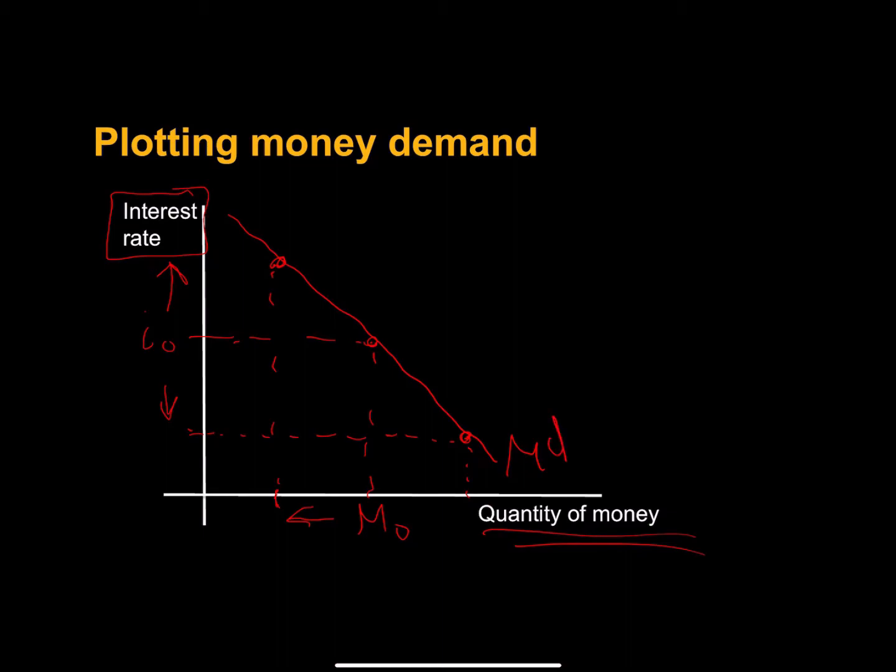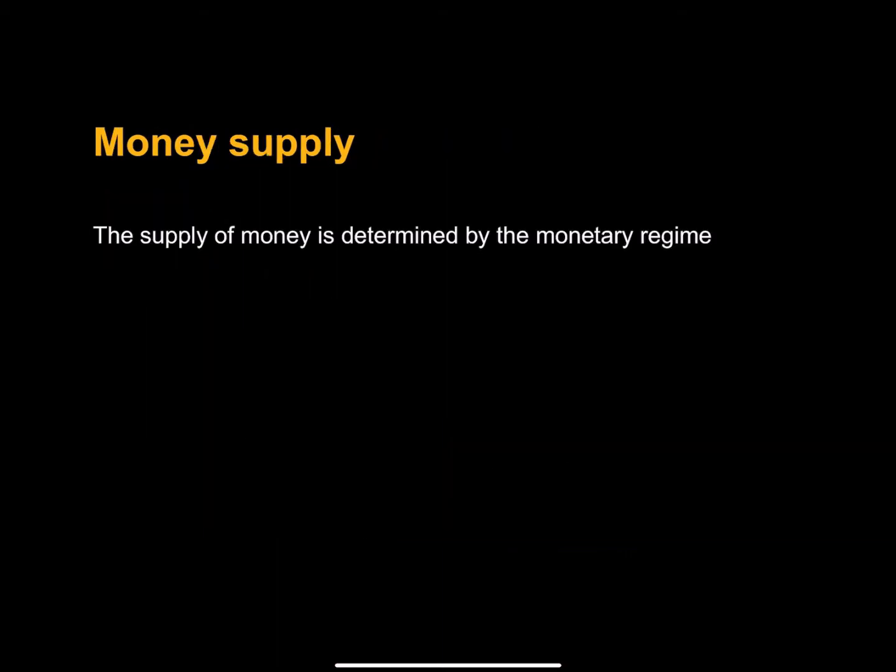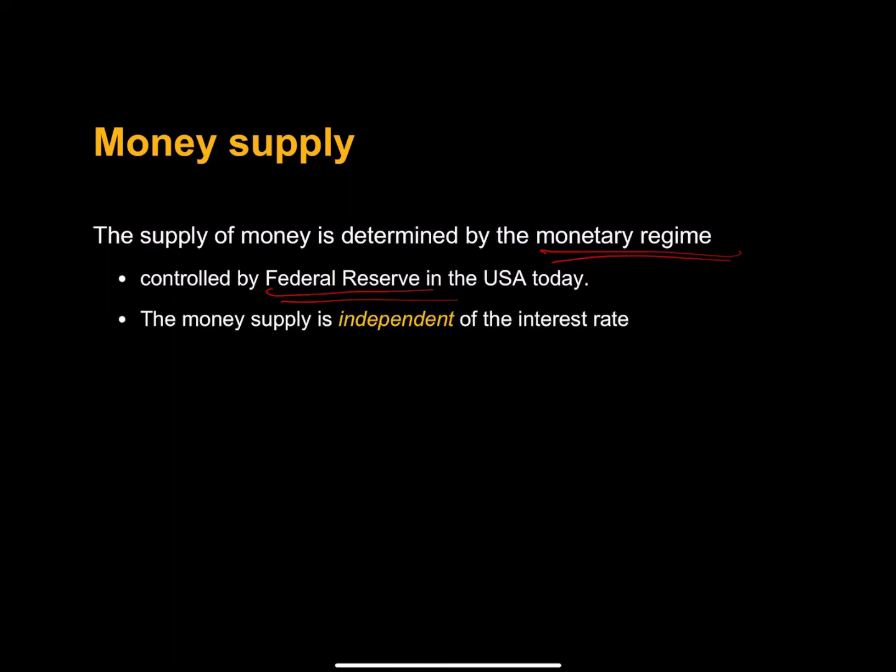Well, next, we need to add supply. And the money supply is fairly easy because the money supply is determined by whatever monetary regime we have in our economy. In the United States, the money supply is controlled by the Federal Reserve. The money supply is independent of the interest rate. So if the interest rate goes up or the interest rate goes down, fluctuations in the interest rate don't influence the quantity of money.